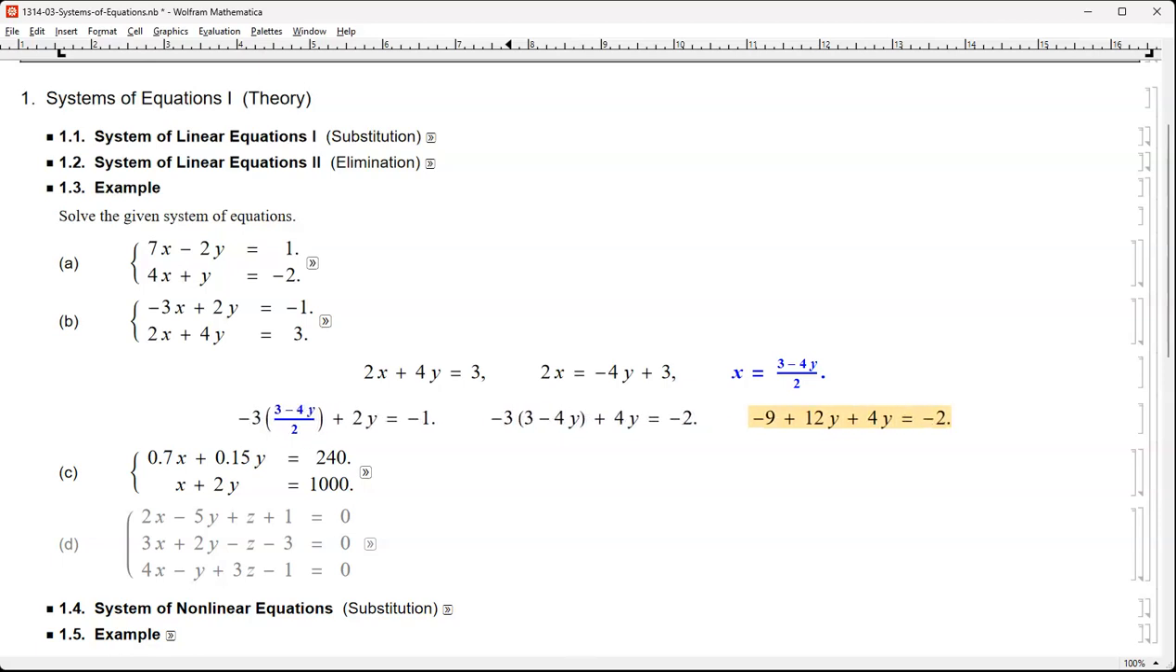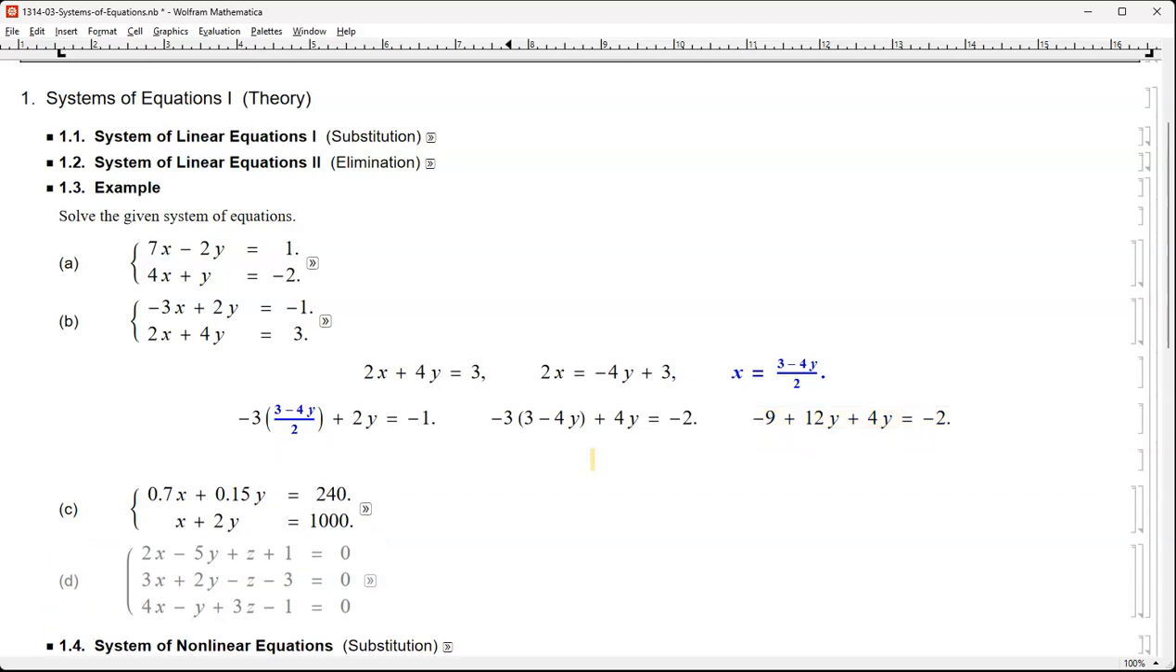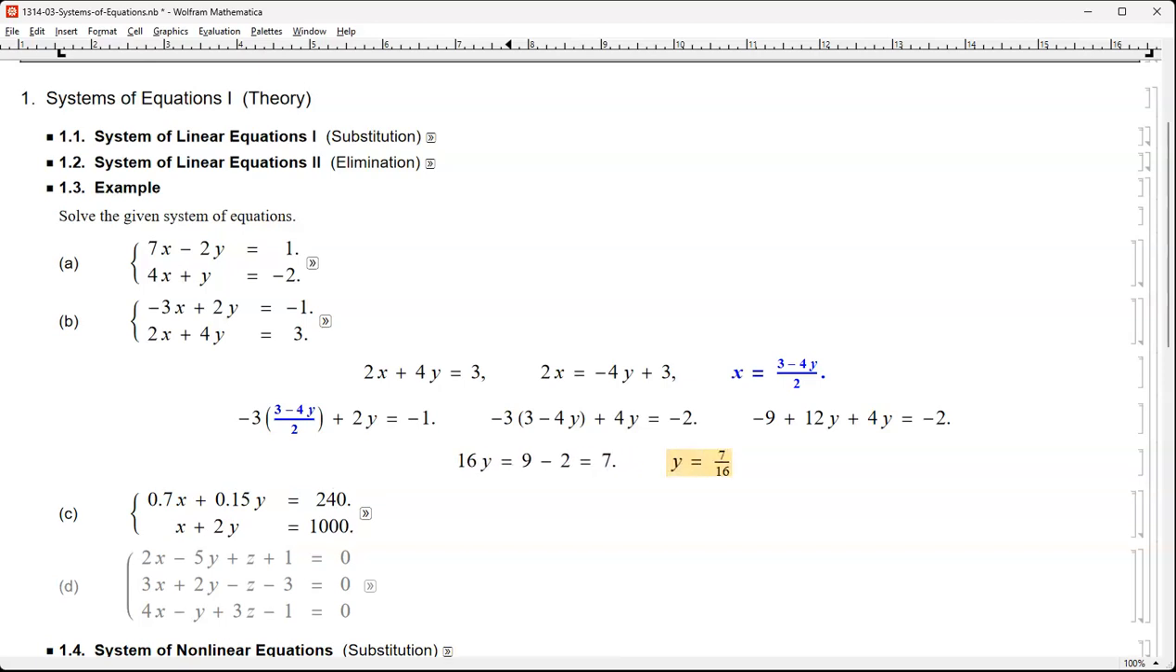How's that? Distributing negative 3, so I have to have sign change to both. So take the like terms together, we get 16y, and then flip this negative 9 to the other side, so positive 9. So y is 7/16. How's that? Okay, we got it.